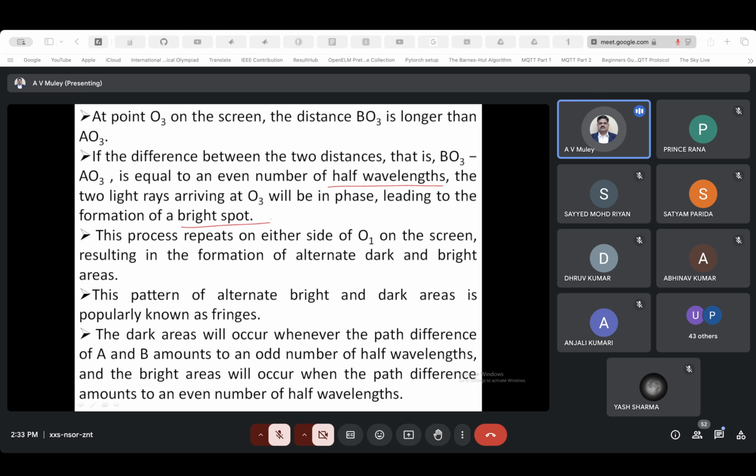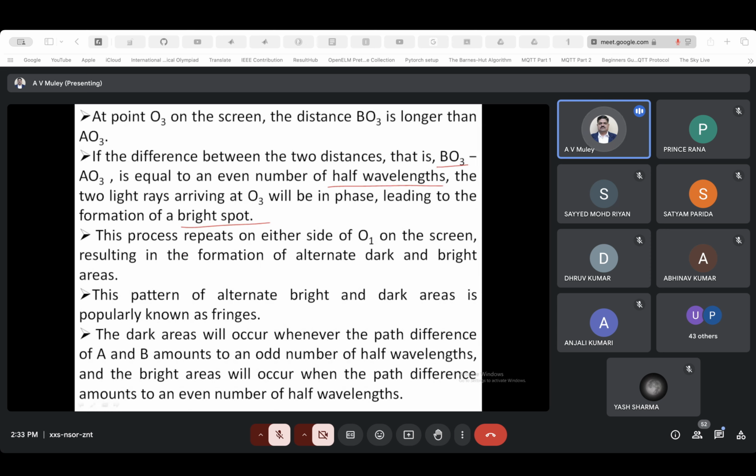तो alternate spots generate हो रहे हैं, पहले bright होगा फिर उसके बाद dark होगा, फिर मान लो फिर दोबारा for example से bright होगा, dark होगा, and so on. So why? Because this difference BO3 minus AO3, that is for example, equal to the even number of half wavelength. Odd होगा तो dark बनेगा, even होगा तो for example से that is bright one.